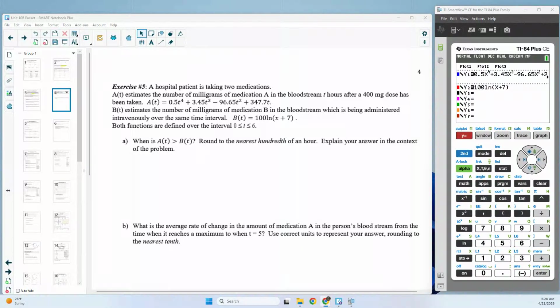So now we're looking at an applied problem where we actually have equations. It says a hospital patient is taking 2 medications. A of T estimates the number of milligrams of medication A in the bloodstream T hours after a 400 milligram dose has been taken. So we have a polynomial function for A of T. It's a little too complicated in its current form to really start to look at transformations, and it could actually be a combination of multiple parent functions, which is a little beyond what we would write ourselves.